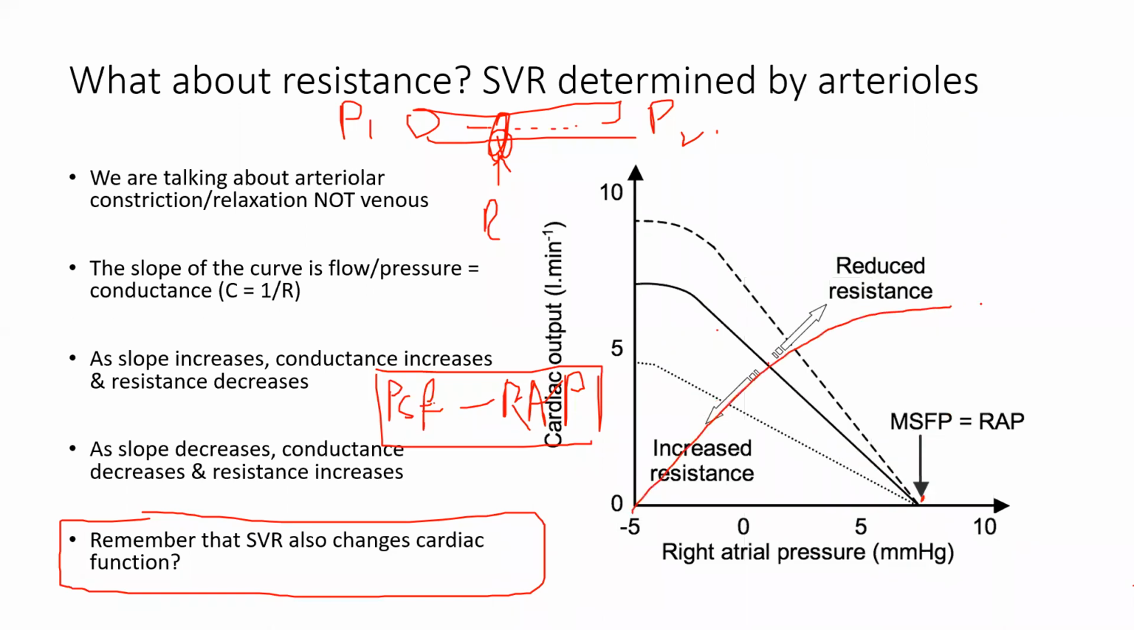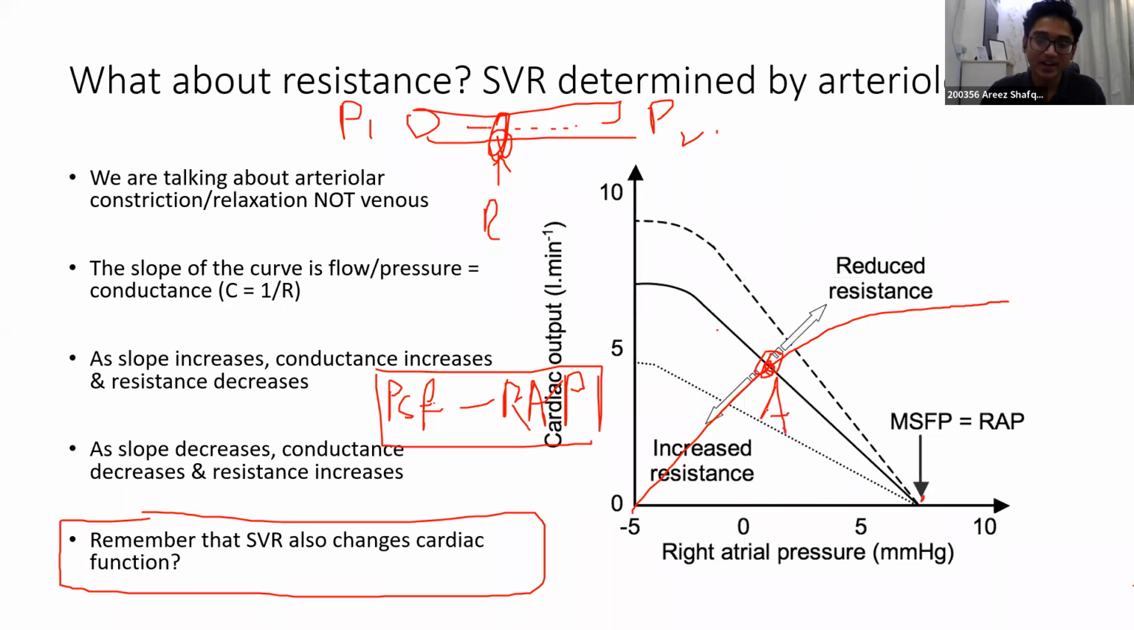Okay, so let's say this is the original. This point is the original cardiac output and venous return equilibrium. You follow me so far? If I vasodilate, what will happen to the cardiac function curve only? Cardiac function increases, because there is less pressure on the heart to push the same amount of blood. So the cardiac function curve shifts this way.